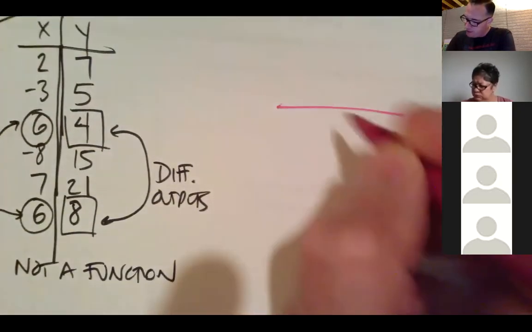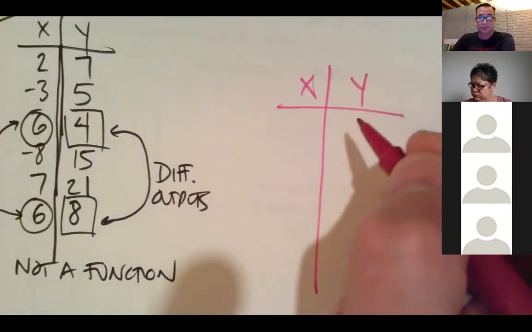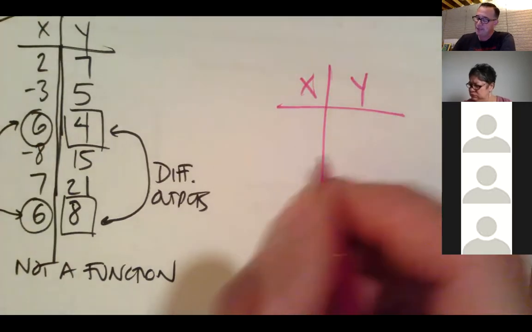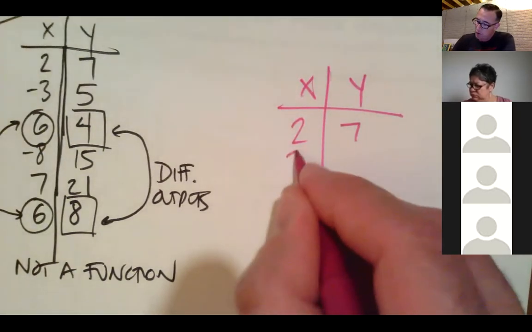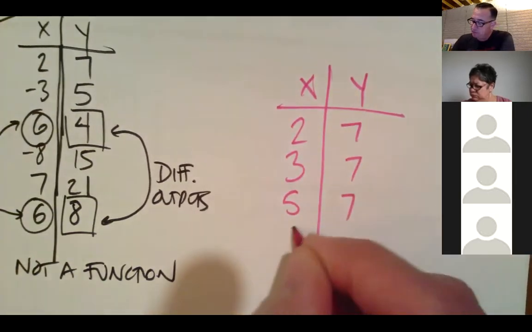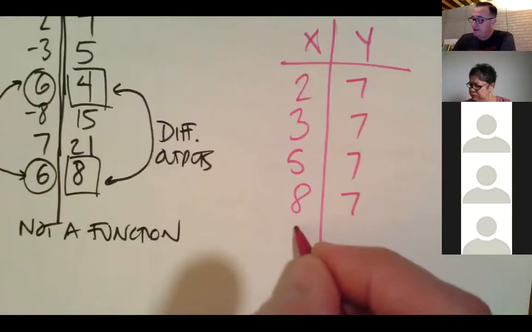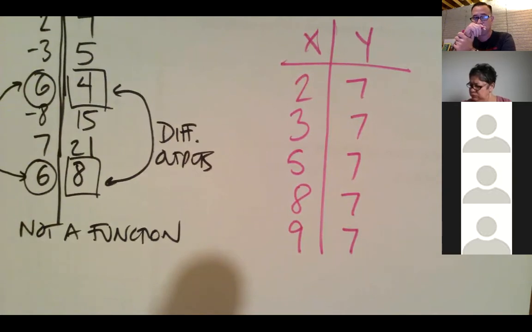So if I do this one here, we'll have an X, we'll have a Y. Right now, I'm going to go 2, 7, 3, 7, 5, 7, 8, 7, and 9, 7. Is this a function? Type in what you think. Is this a function? Yes or no?